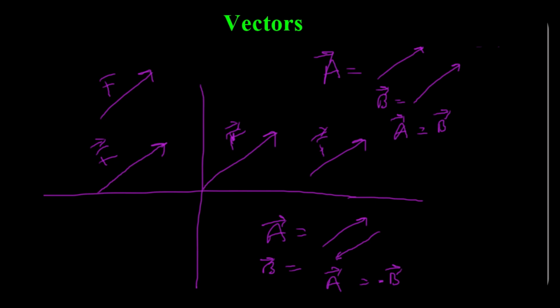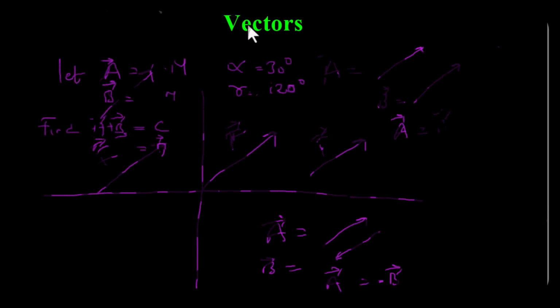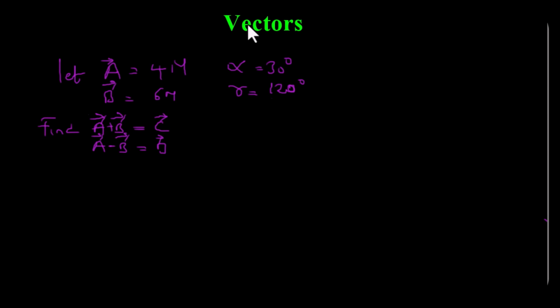So let's clear this and then we can now see how we add and subtract vectors graphically. Looking at how to add vectors together, we're given a question. Let vector A be equal to 4 newtons, where the polar angle is 30 degrees, and vector B is equal to 6 newtons, where the polar angle is 120 degrees. So we have to find A plus B and then A minus B vector.